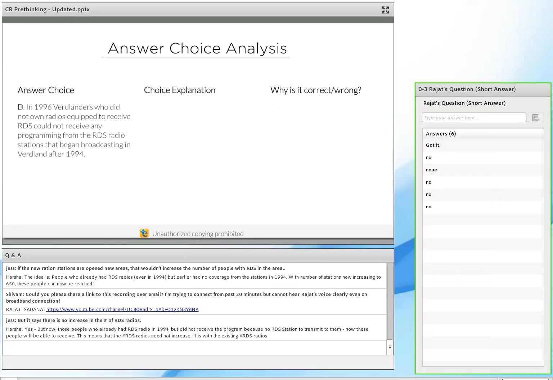Okay, choice D says, in 1996, landers who did not own radios were equipped to receive RDS. Do we care about people who don't have RDS radios? In this argument, do we care about people who cannot receive, who don't have RDS? Do we care? Yay, nay. Could not receive any programming. Do we care about any programming? No, we don't care about any programming.